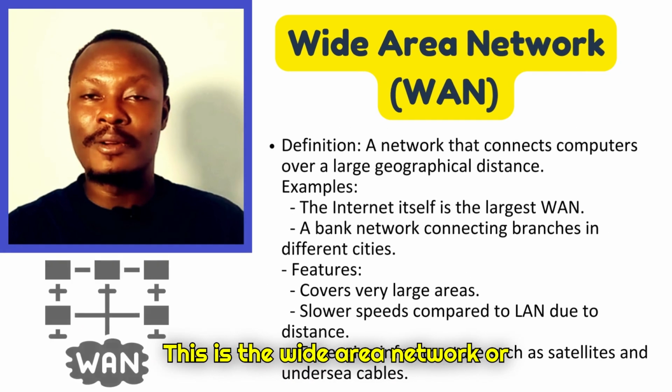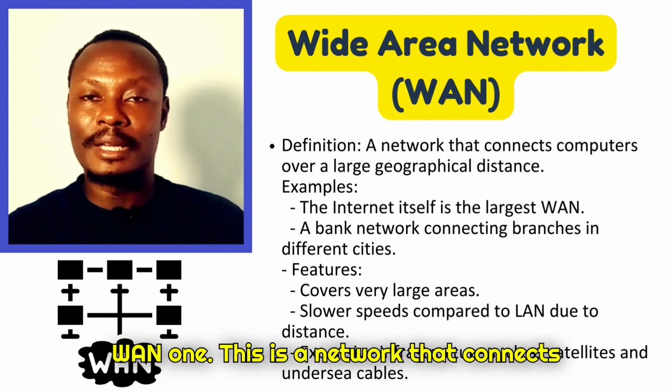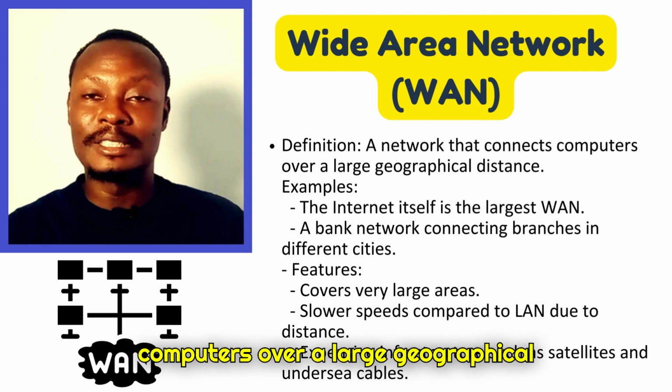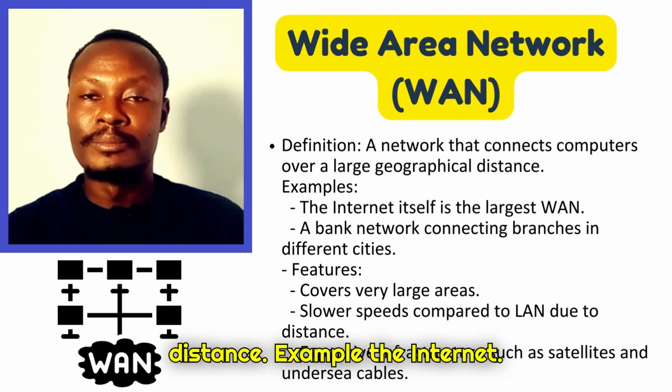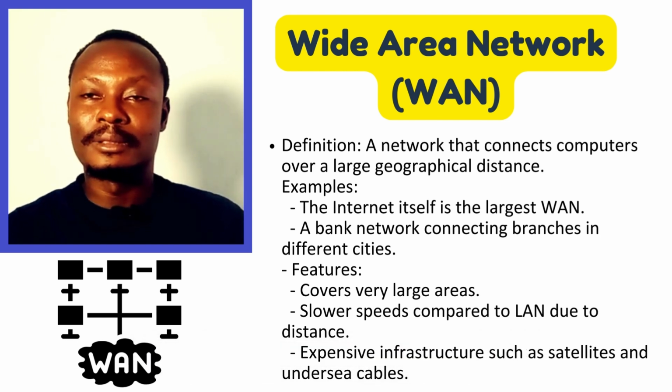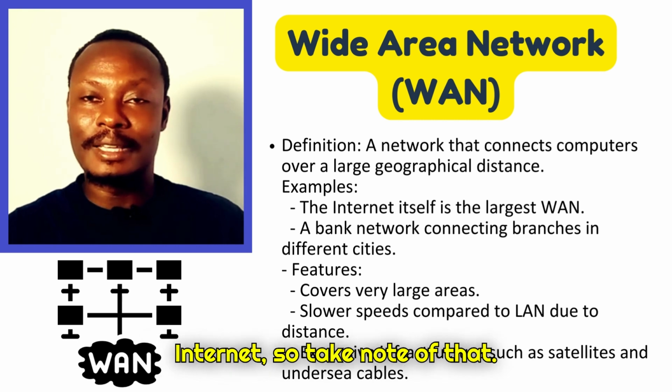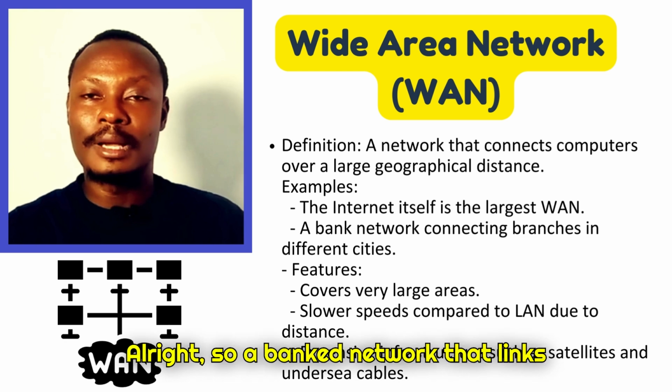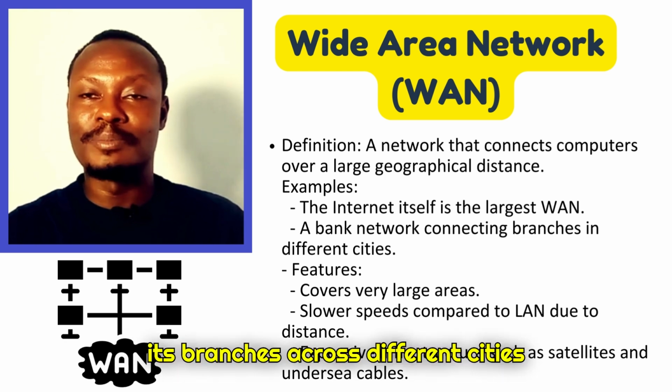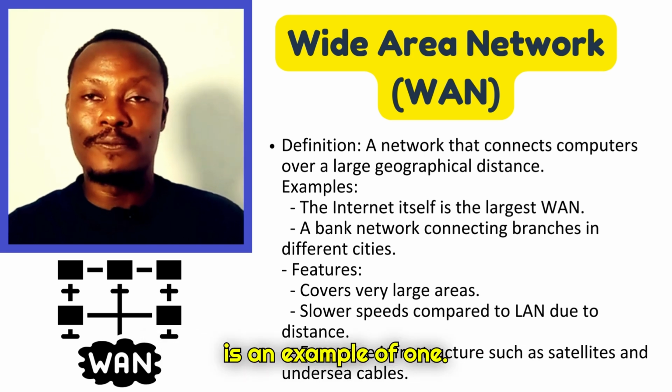Next is the wide area network or WAN. This is a network that connects computers over a large geographical distance. Example, the internet. The biggest one in the world is the internet. So take note of that. A bank's network that links its branches across different cities is an example of one.